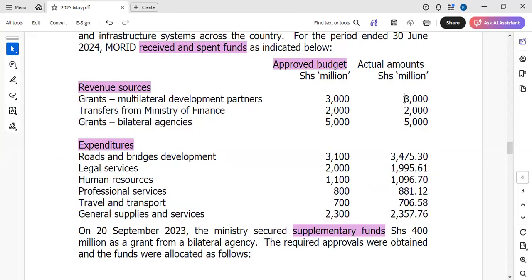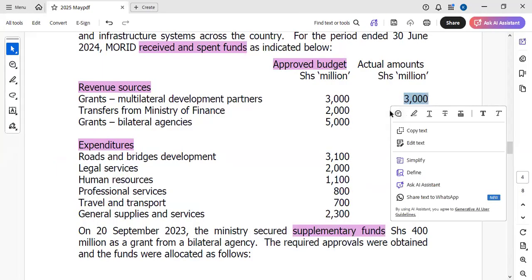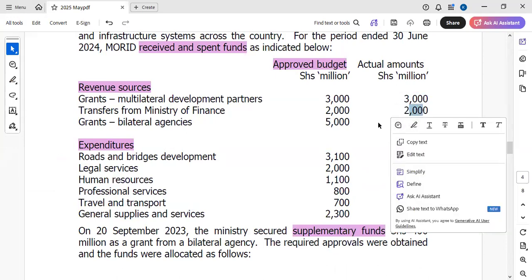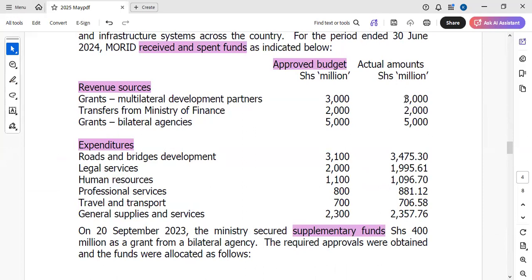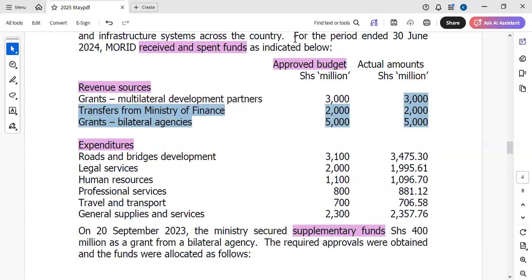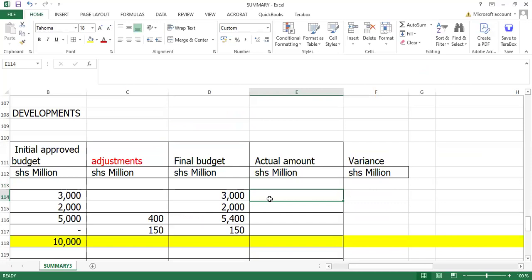So here, this was the actual revenue, this was the actual revenue, this was the actual revenue. But remember, this is before adjustment. Before any adjustment, but we made some adjustments, which will also affect the actual. The actual you are seeing there is before the adjustment.